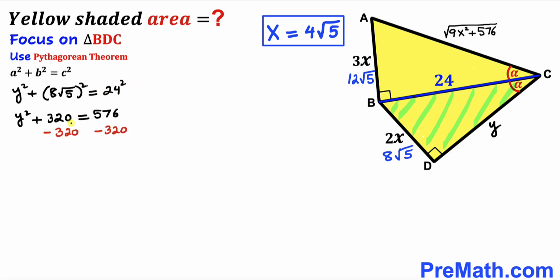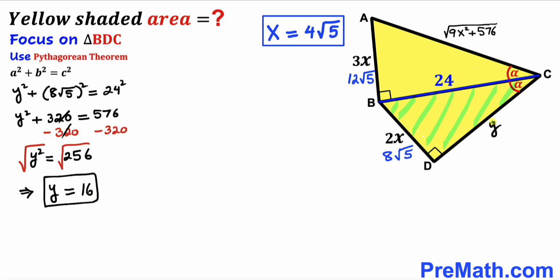Let's subtract 320 from both sides. This is gone. So therefore y square value turns out to be 256. And now we are going to undo this square by taking square root on both sides. So therefore we can see that our y value turns out to be positive 16 units. So therefore this y value turns out to be 16.